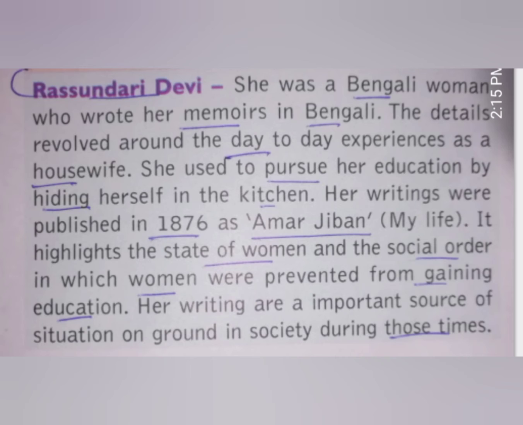Friends, do you know Rasundari Devi? She was a Bengali woman who wrote her memoirs in Bengali. Her writings were published in 1876 as Amar Jiban. Amar Jiban means my life. It highlights the state of women and the social order in which women were prevented from gaining education.